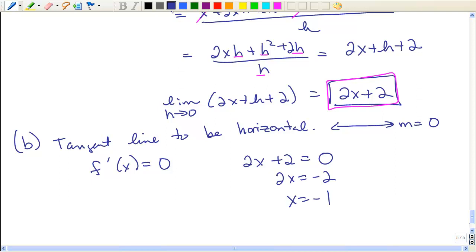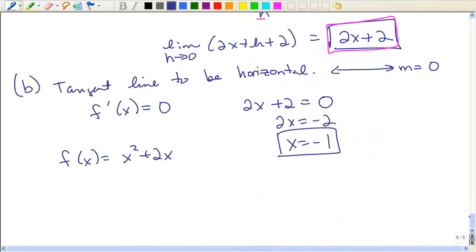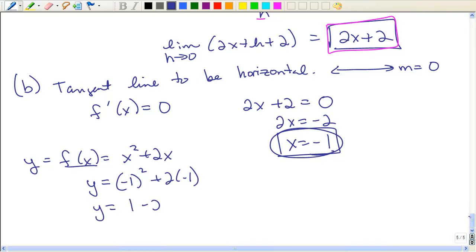And it says to find the point on the graph. Well, this says when x is -1, the slope is 0. But what was that original function? It was x squared plus 2x. Right? Now remember, f of x is the same as y. So we're going to say y equals what when x is -1? Let's see, that's 1 minus 2, which is -1. So the slope would be 0 at the point when x is -1, y is -1.